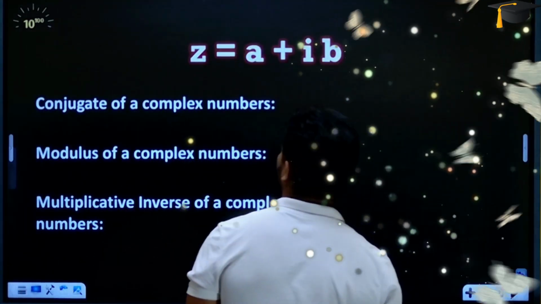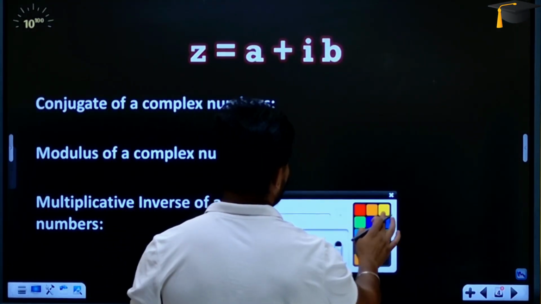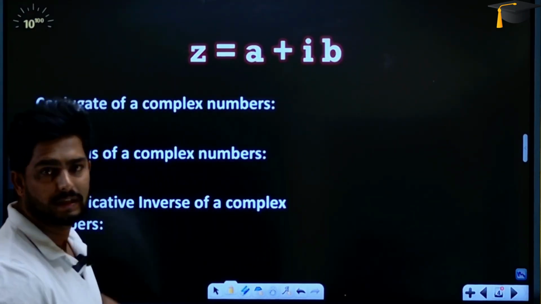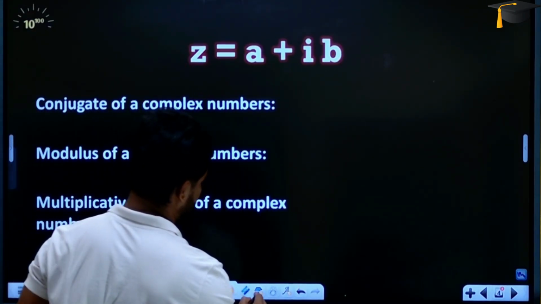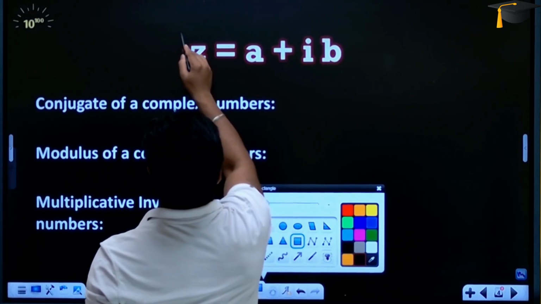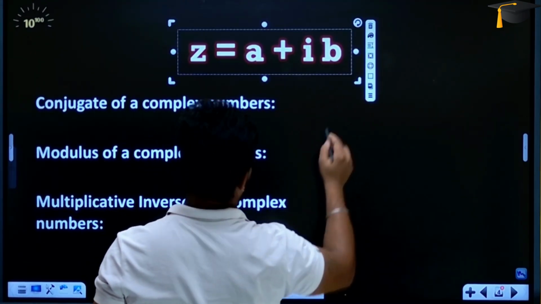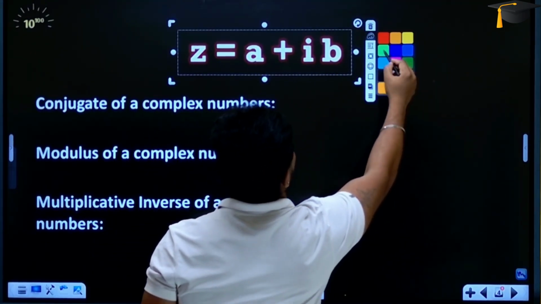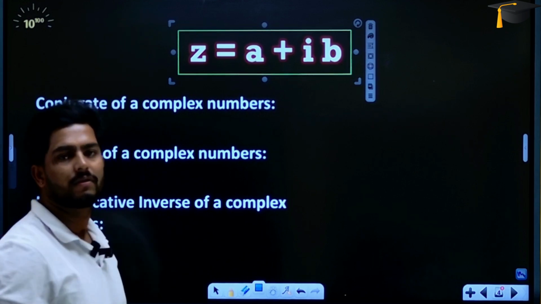So here are the formulas we learn. The first one is the general form of complex number. What is the general form of complex number? z is equal to a plus ib is the general form of complex number, right? Let's change the color to green. So this is the general form of complex number.